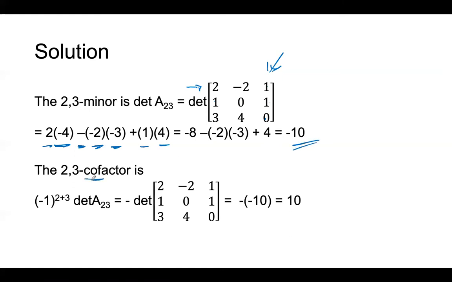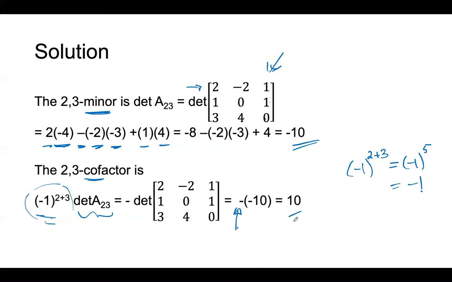Now this was the minor, it's just the determinant of the submatrix. The cofactor is the same thing plus this term in front. So this term in front is -1 to the exponent, i is 2 plus j is 3, so this is -1 to the exponent 5. It's odd, so it's -1. So we put a negative in front times -10. So our answer is 10.